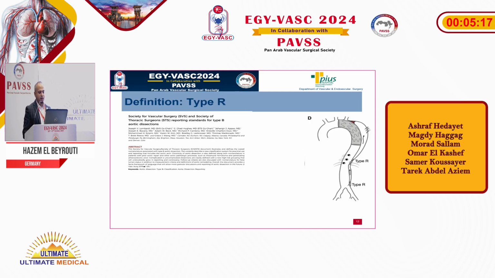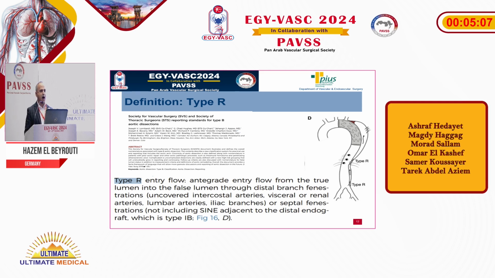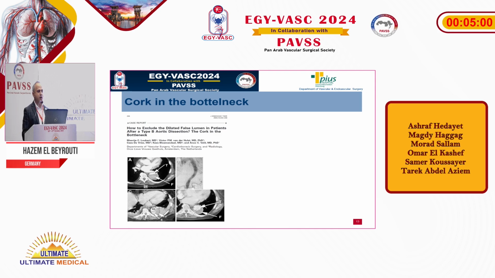In 2020, the Society for Vascular Surgery and the Society of Thoracic Surgeons published a report on type B aortic dissection where the term type R entry flow was introduced to describe the flow in the false lumen. The first paper on false lumen occlusion was published in 2003 by Lubber from the Netherlands, in collaboration with a radiologist. He introduced the concept of the cork in the bottleneck.